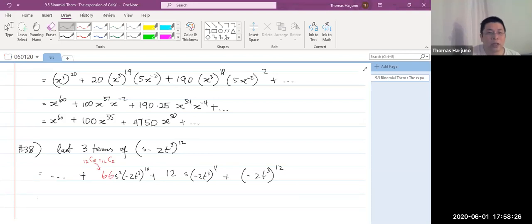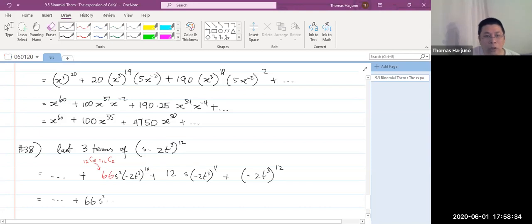So this is equal to 66 s squared times 2 to the 10, 1024 t to the 30th, plus 12 s times negative 2048, I'm sorry, 2048 t to the 33rd, plus times another 2. So that will be 4096 t to the 36.